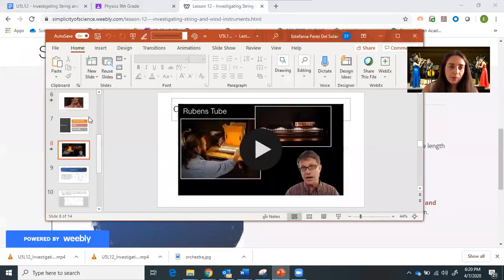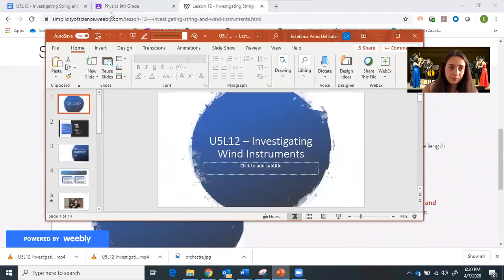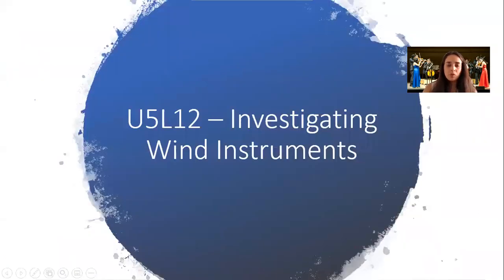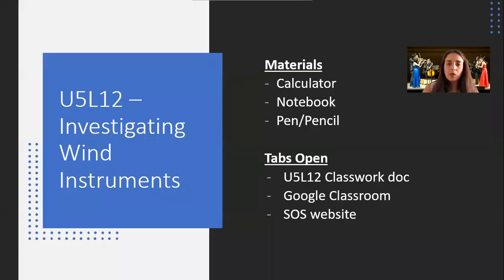Okay, so let's start with our lesson. Today we are going to be investigating wind and string instruments. The materials you need for today are your notebook, pen, and pencil. You don't really need a calculator for today's lesson, and then you'll need the three tabs open that we had before.